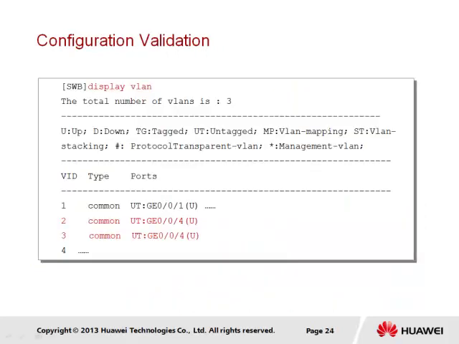If we take a look at the results of this once again through the display VLAN command, we will find that the port interface Gigabit Ethernet 0/0/4 is clearly untagged and associated with both VLANs 2 and 3. This basically means that frames containing either VLAN 2 or VLAN 3 tags will be untagged and forwarded over this interface.